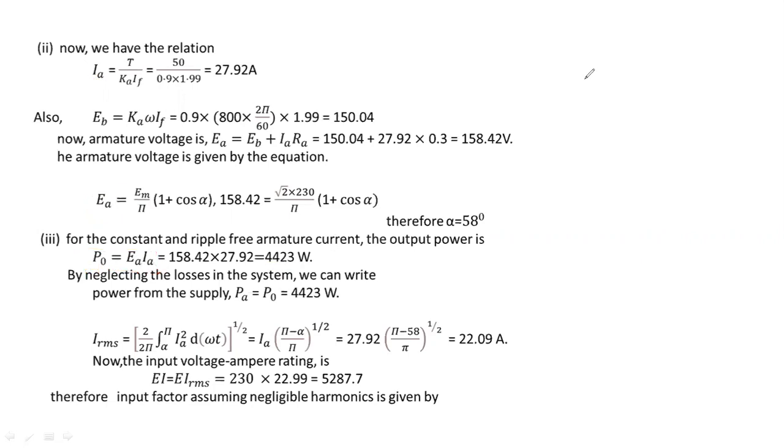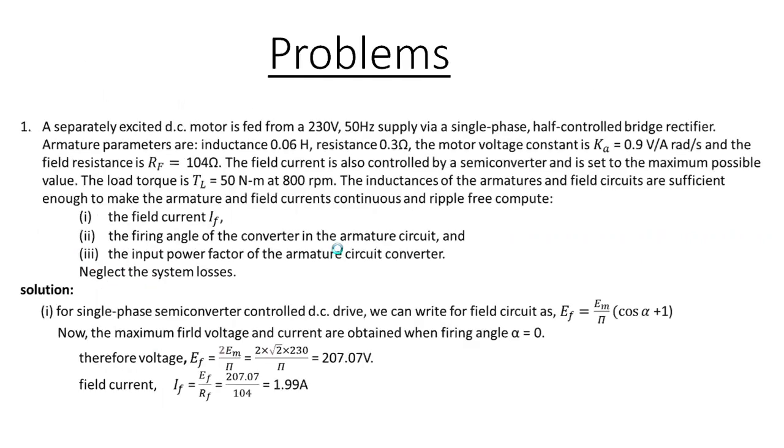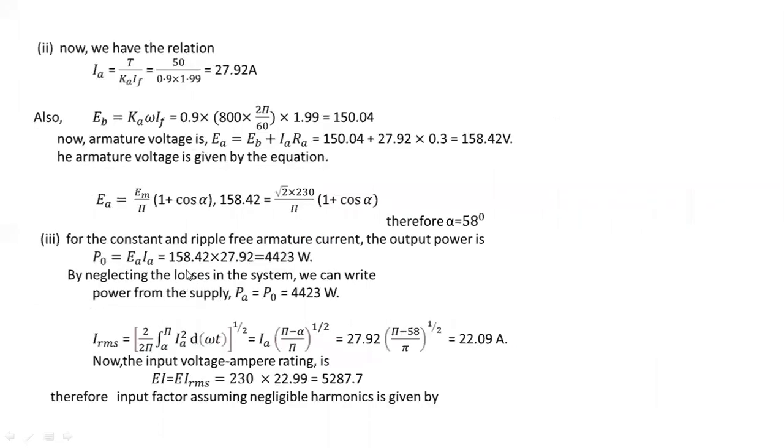But in the problem, it is mentioned that the losses are neglected. See, neglect the system losses. When the losses are neglected, it means the input power is the same as the output power. So input power is the same as the output power, which is 4,423 watts. So now we have calculated the active power of the input, but we have to calculate the apparent power.